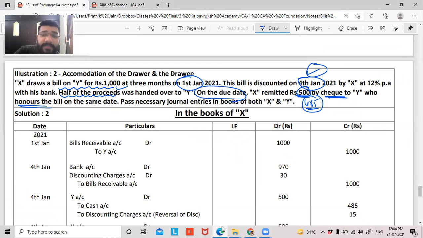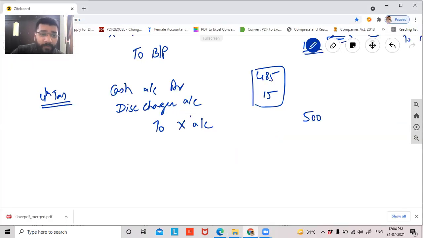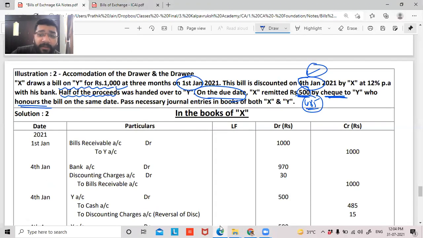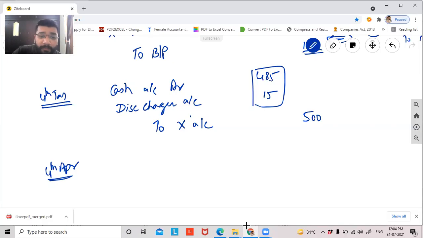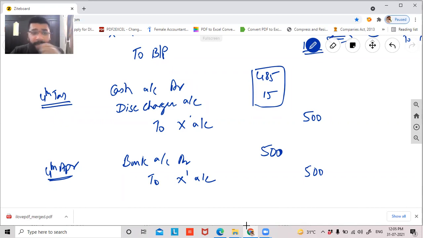Now, after 4th of Jan, guys, what is happening? On the due date, X is remitting the balance 500 to Y. So the due date is 4th of April. On 4th of April, there's a transaction happening between X and Y. So Y is receiving money from X. How much money is Y receiving? It is 500 through cheque. So bank account debit, your 500 rupees is coming inside your business. To that extent, you need to close the account of X. So bank account debit to X account. Since the money is coming, the asset you were expecting in future is coming, to that extent you will close the X account.